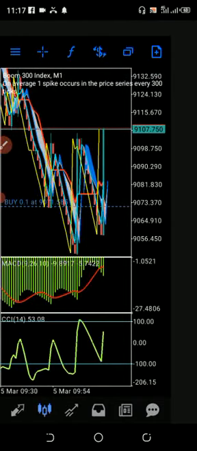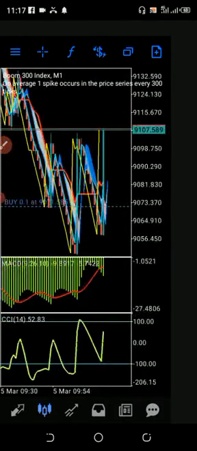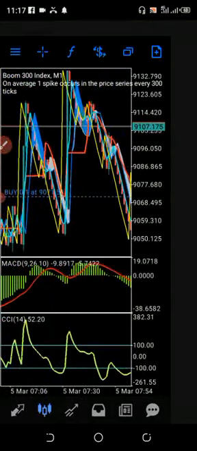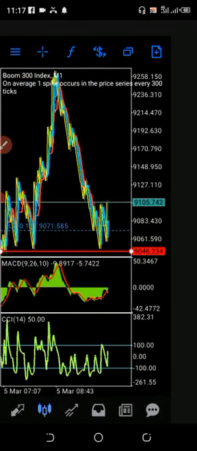Now, what is the confirmation that this thing must spike? Number one, watch, do a back test. Take your horizontal line and drop it. These things are resistance levels. Can you see it?